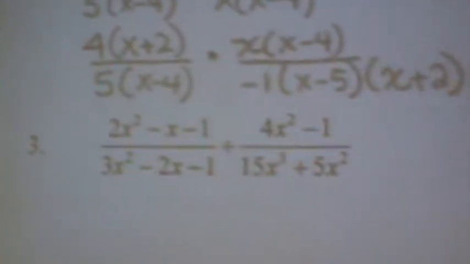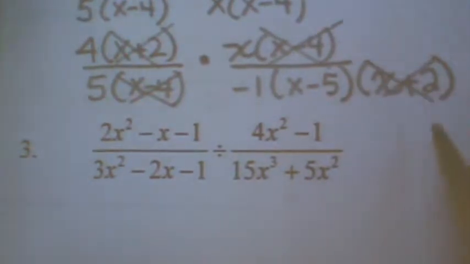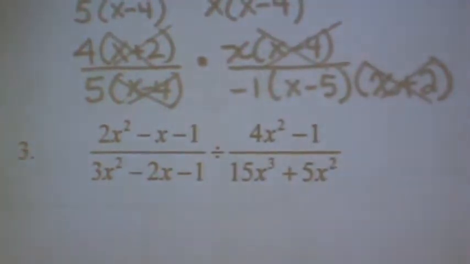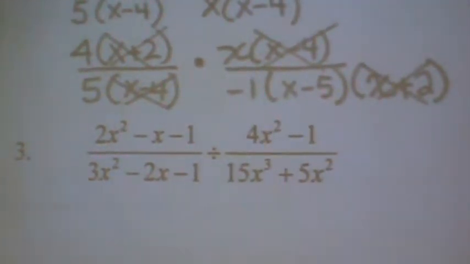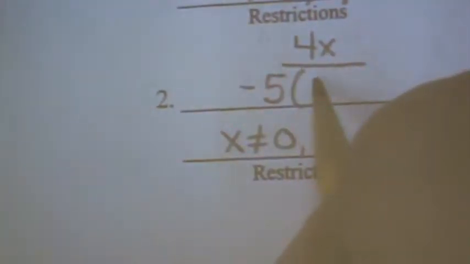Now let's do all the fun canceling. This is the fun part. What cancels? X minus 4. X plus 2. Anything else? No. What's left? 4x on top. Yep. What's left on the bottom? Negative 5, let's write negative 5, and then x minus 5.